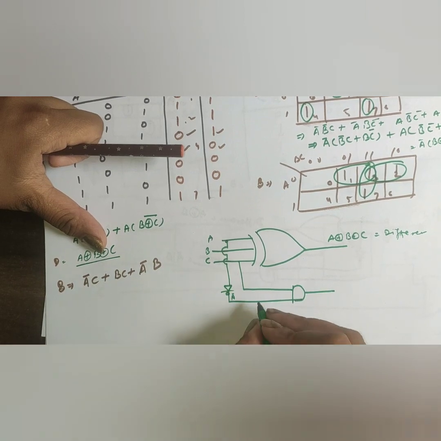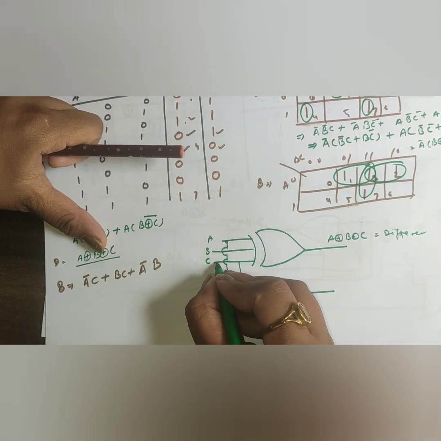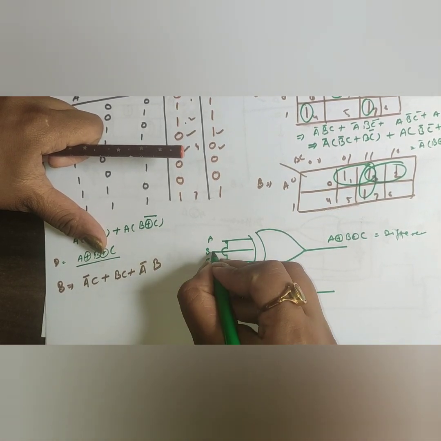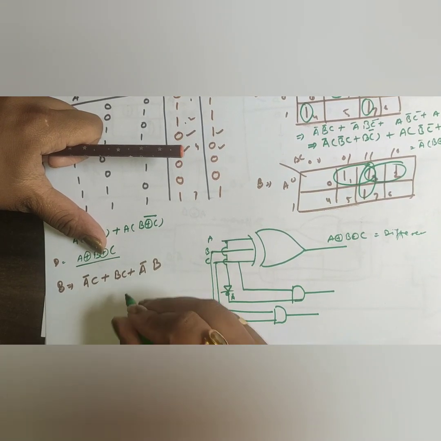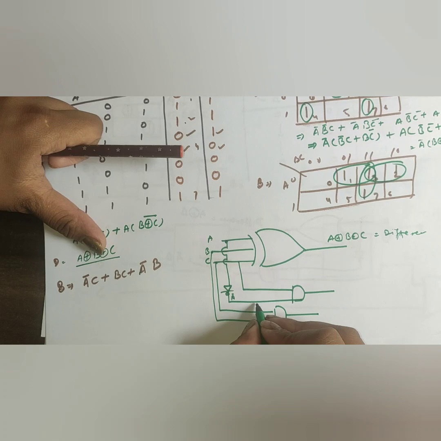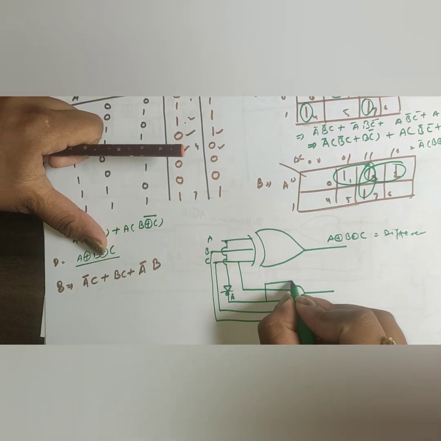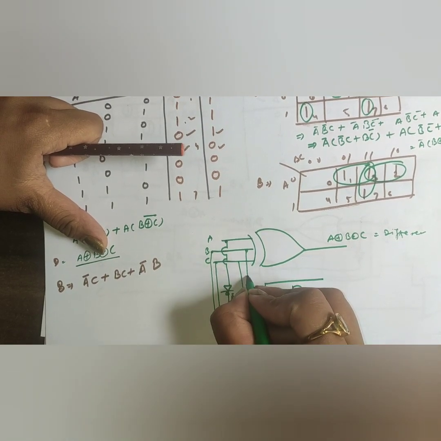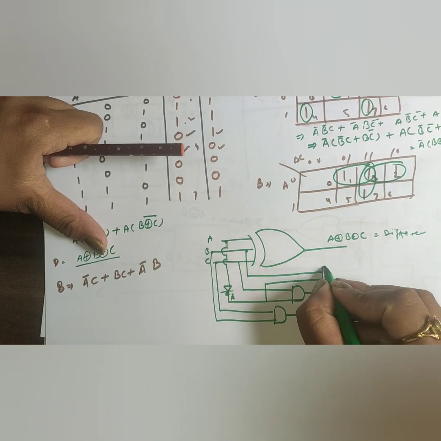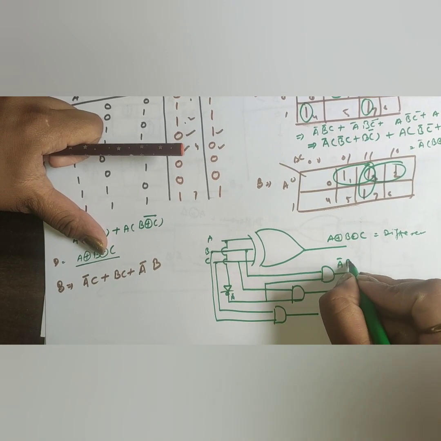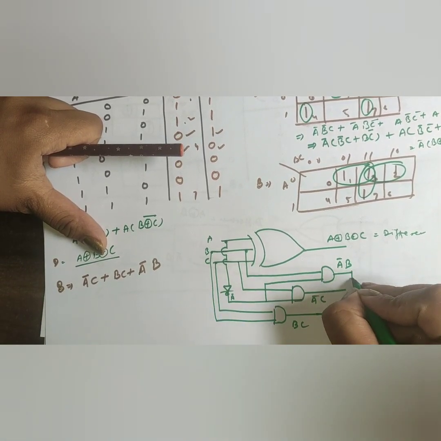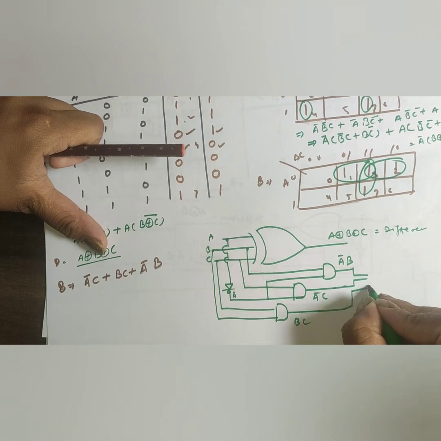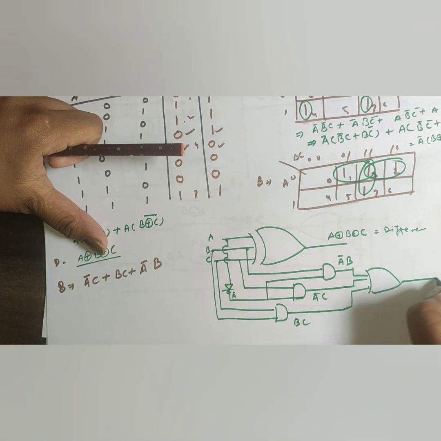Now for bc, you take c and here you can take b, all are going to an AND gate. And for a bar c, you can take a and you can take b, here a bar b, this is a bar b, this is a bar c, and this is bc. Now all are going to the OR gate, so you will give this to the OR gate.